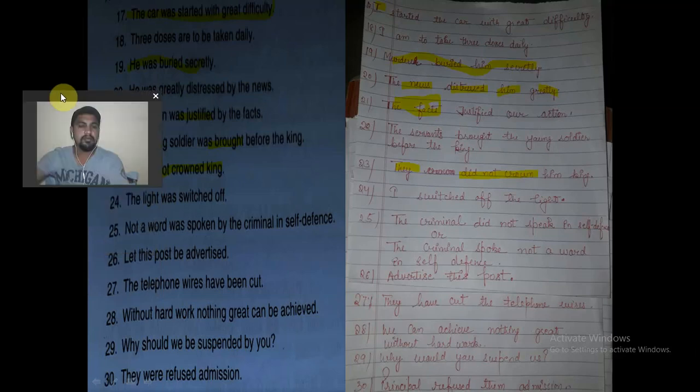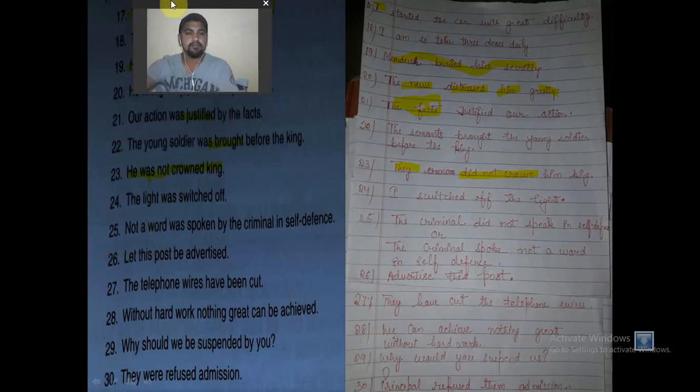Then you're going to see: the light was switched off. "Was switched off" is used. Obviously I can switch off the light too, okay. So "was switched" is used, that means past indefinite again. I switched off the light, that's it.